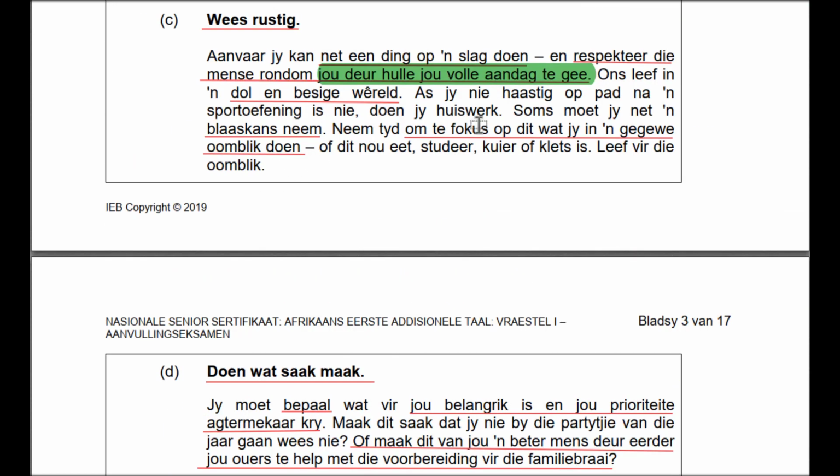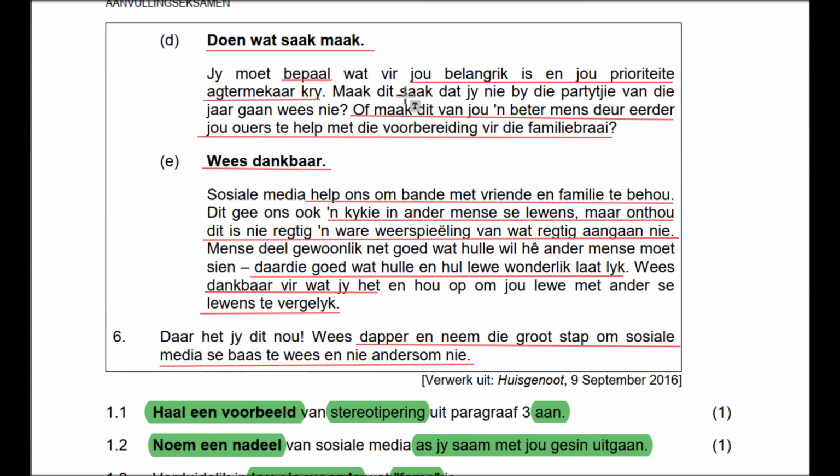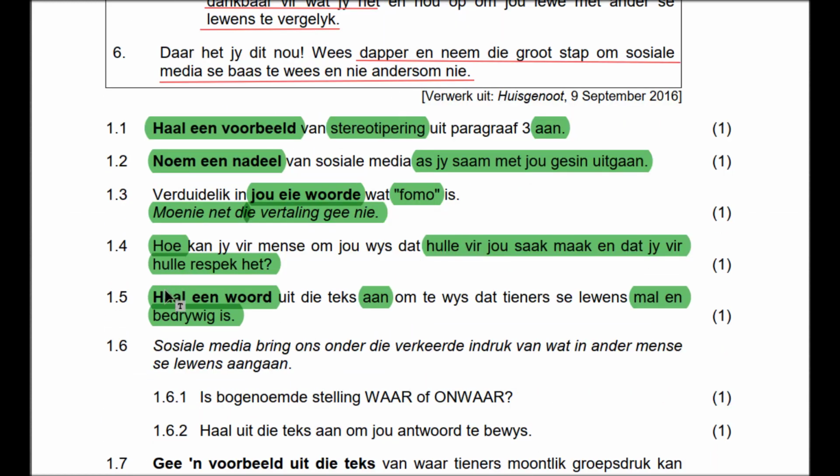There we are. Ons leef in 'n dol en besige wêreld. Now, you need to remember what the question says. It says haal een woord, so only one word. The word there would be dol. In Afrikaans, we use the word dol to say that something is chaotic. And remember, you need to put it in quotation marks.